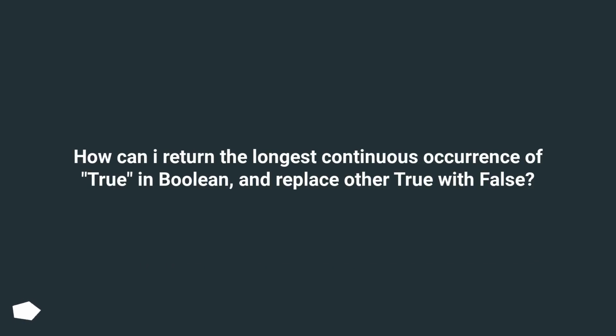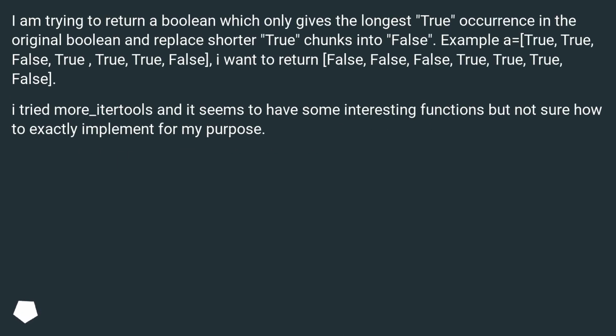How can I return the longest continuous occurrence of True in a Boolean list, and replace other True values with False? I am trying to return a Boolean list which only gives the longest True occurrence in the original Boolean and replaces shorter True chunks with False.